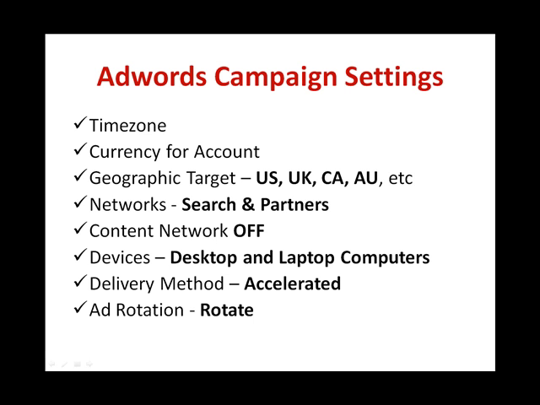Content network can be extremely costly if you do not target the right sites to place your ads in. However, when you start out, just use search and partners and keep the content network switched off. For devices, select desktop and laptop computers. Delivery method: select accelerated. When you select accelerated, this will allow your ads to be shown as quickly as possible. This way you'll be able to gather data and get traffic as quickly as possible.